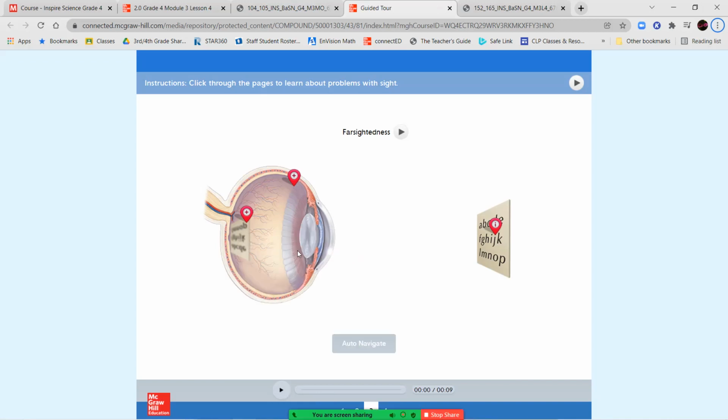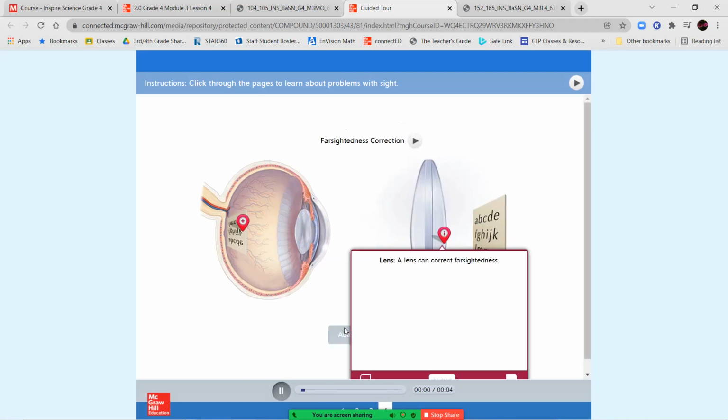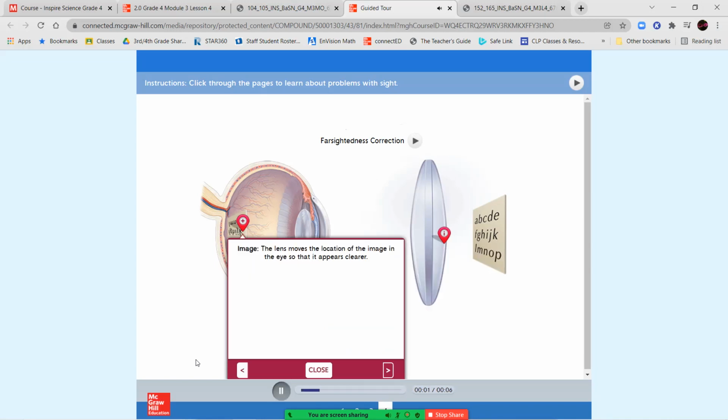So here you can see the shape of the eye is a little bit more squished. It's not as long as it should be, or not as rounded as it should be. So these images are really blurry when they're trying to see something that's close to them. Lens: a lens can correct farsightedness. Image: the lens moves the location of the image in the eye so that it appears clearer.